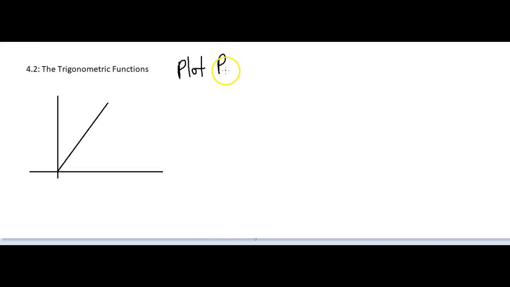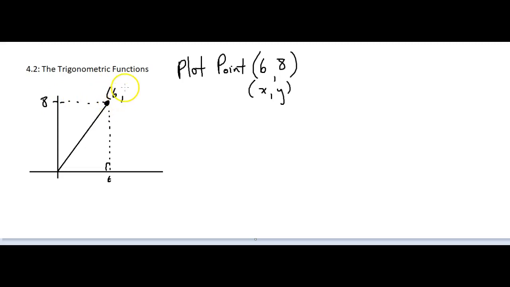So for example, plot the point 6, 8. Okay, remember that is x, then y. So if we plot the point 6, 8, this is 6 here, this is 8 up here. This point right here is the point 6, 8. Therefore, this triangle has a length of 6 here, a length of 8 in the y, and this is our r. This is our theta measured from the x-axis with the rotation going this way, positive theta.